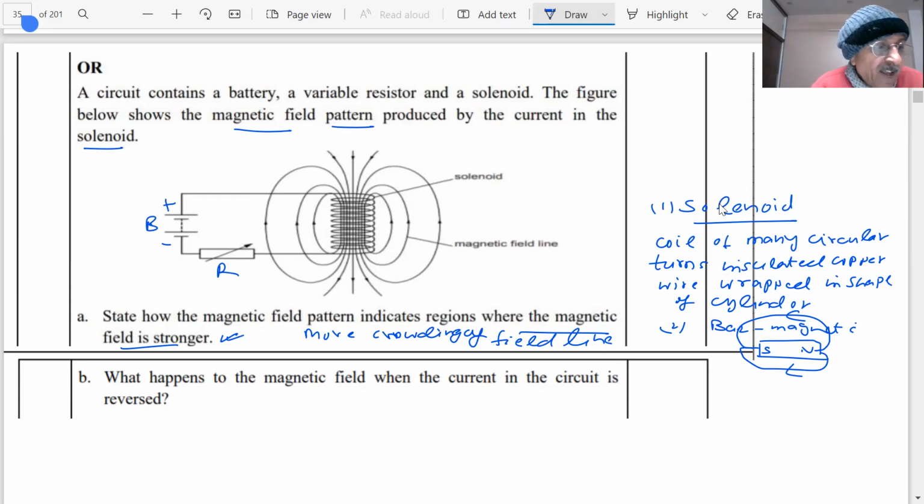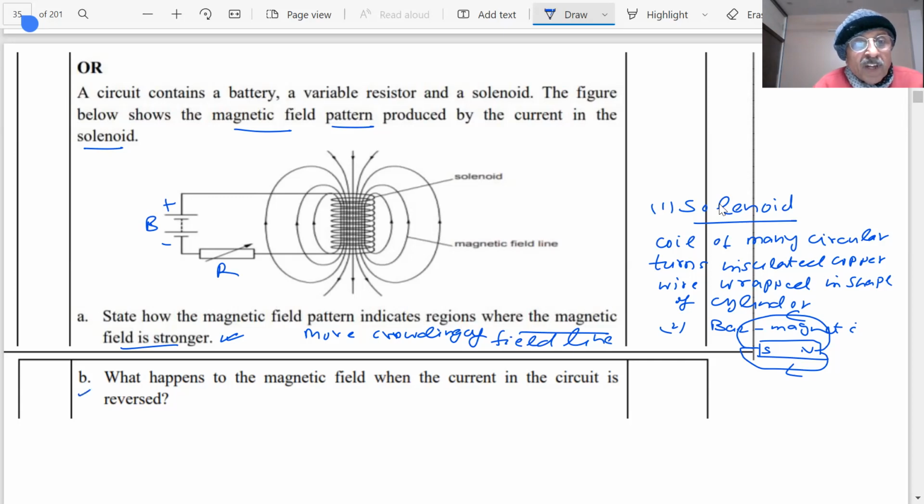This is important. You will find the magnetic field inside the solenoid. Inside the solenoid, the magnetic field lines become parallel, and therefore the magnetic field is uniform inside the solenoid. Solenoids are used to prepare electromagnets by using soft iron. You already know that. So the first question is answered: where there is more crowding of field lines, at that point you will have a greater magnetic field.